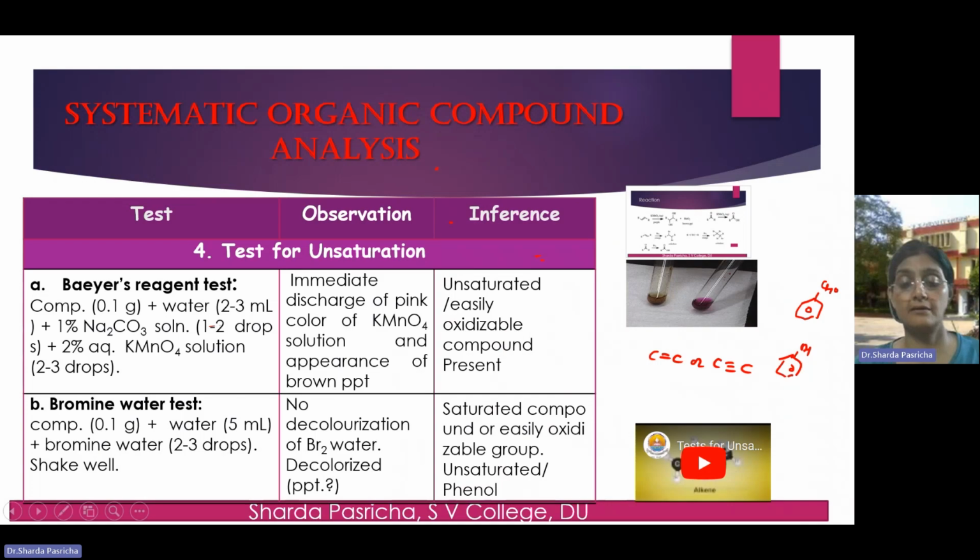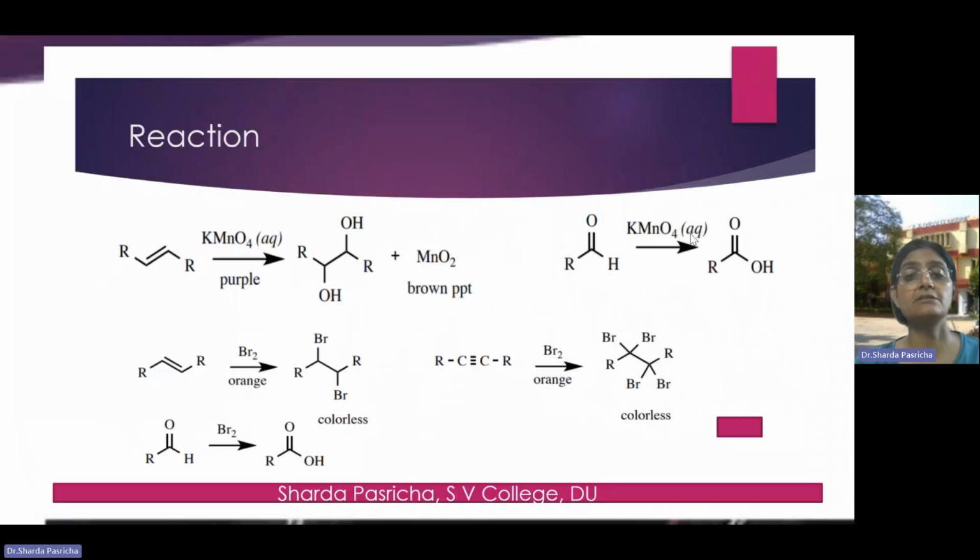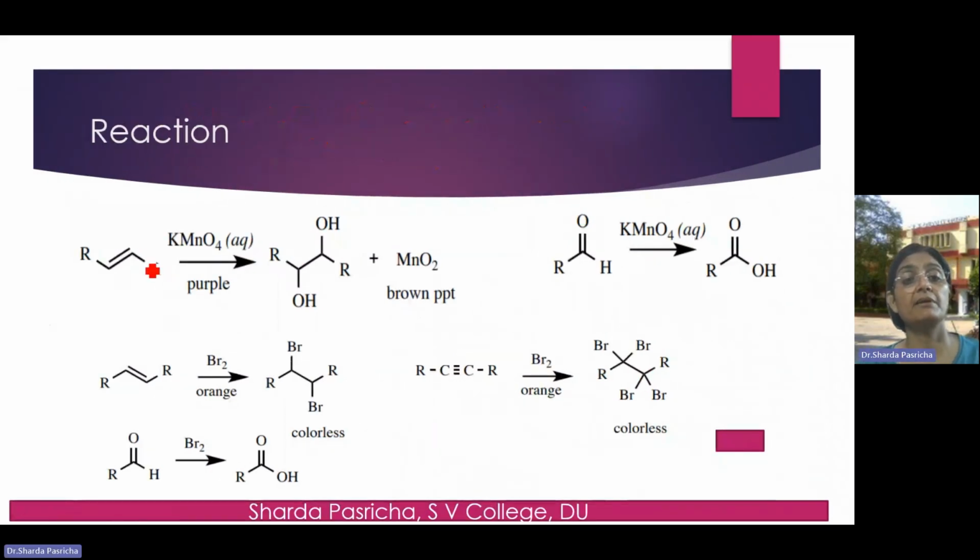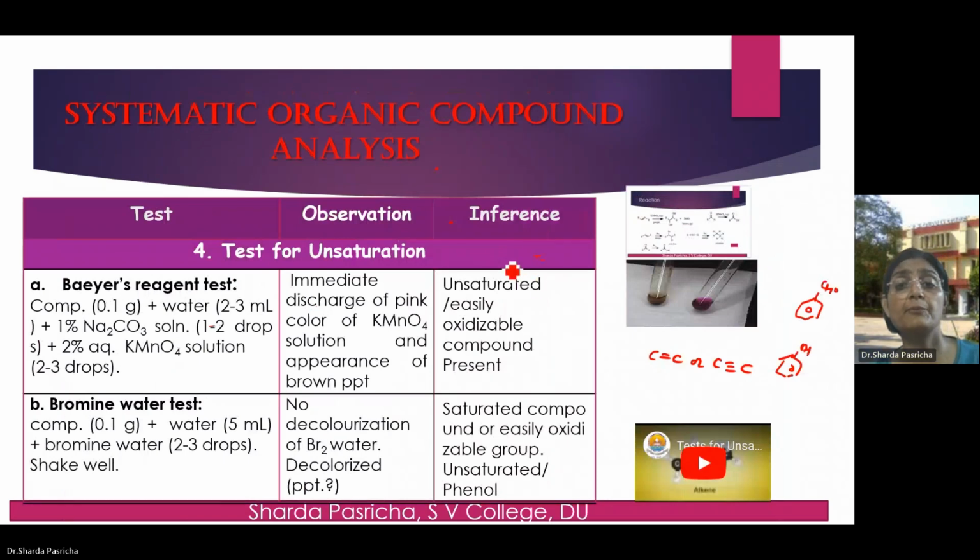Now we will understand the chemistry of the test. If you have a carbon-carbon double bond, KMnO4 on oxidation will give you a diol, and the brown colored precipitate is due to precipitation of manganese dioxide. Similarly, if you have an aldehyde group, potassium permanganate oxidizes it into the corresponding carboxylic acid salt, leading to decolorization. Once the potassium permanganate test is positive, you know that the compound is either unsaturated or it has an easily oxidizable group, because both these functionalities will give you the positive Baeyer's reagent test.